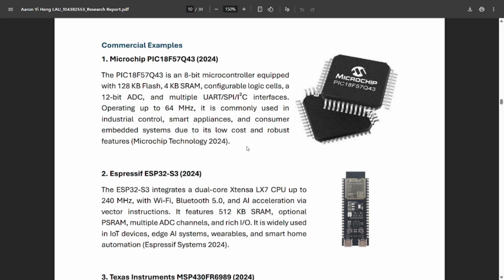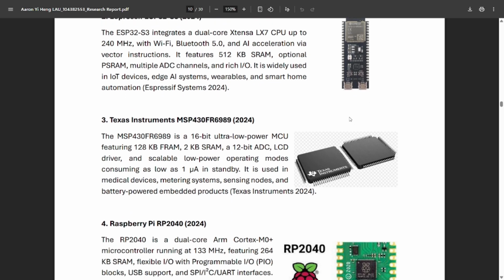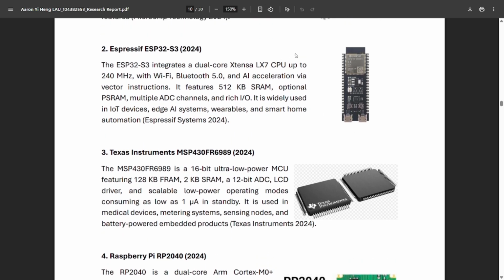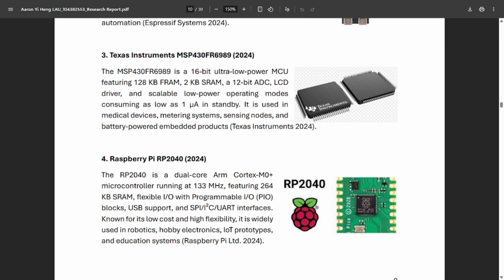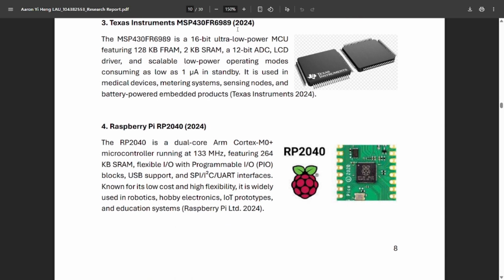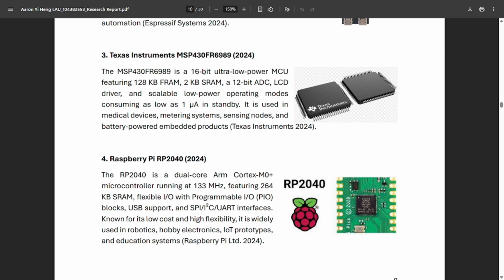The next picture shown is the ESP32-S3, a powerful MCU with Wi-Fi, Bluetooth 5.0, and support for AI acceleration, making it very popular in IoT and smart home applications. The third one is the MSP430FR6989, a 16-bit MCU known for extremely low power consumption, used in medical devices, metering systems, and long-life battery products.